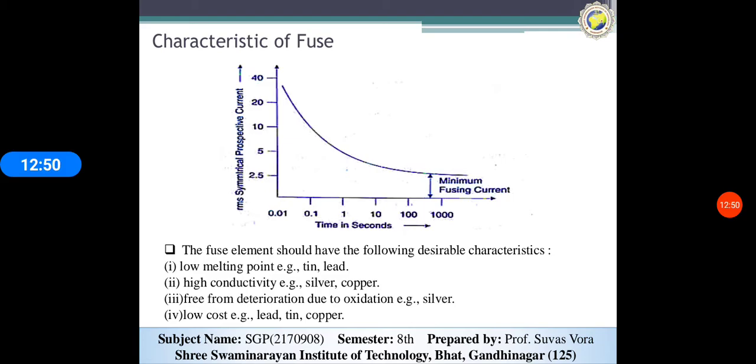So the fuse element should have the desired characteristics. It means they have a low melting point, using tin and lead, and high conductivity, using silver and copper, and be free from deterioration due to oxidation. So you can use silver, and low-cost lead, tin or copper wires. So this is the basic characteristic of the fuse.